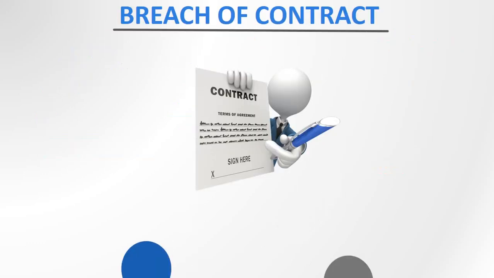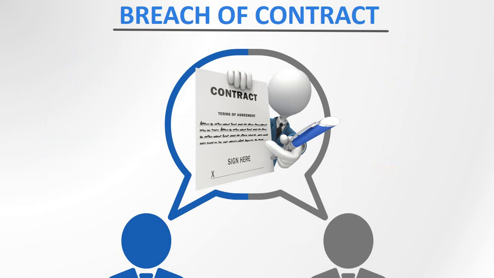Right, so let's now move on to what we mean by a breach of contract, right? So this is when either party fails to carry out certain responsibilities. This is known as a breach of contract. Now, there are a number of reasons when there is a breach of contract.